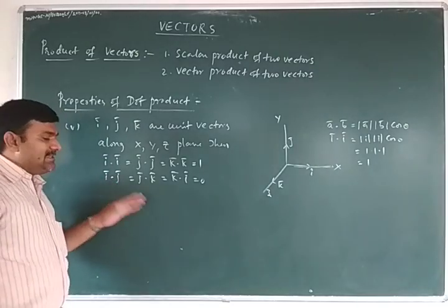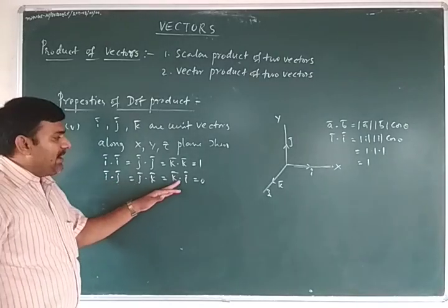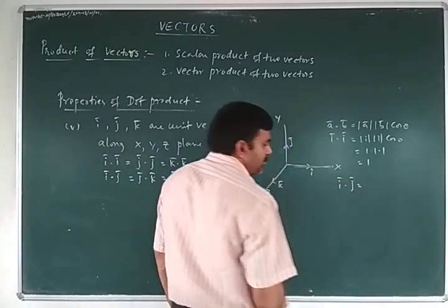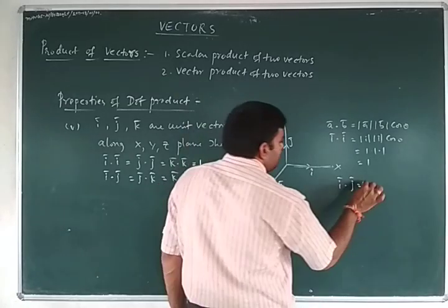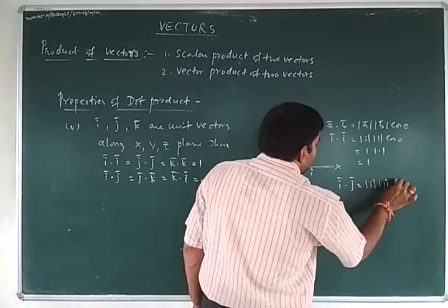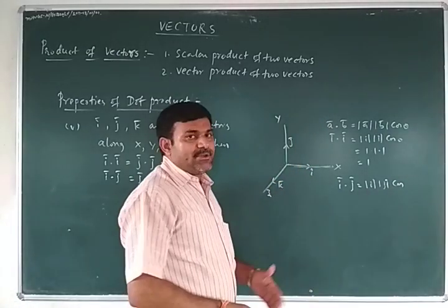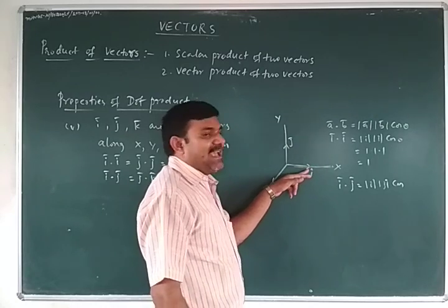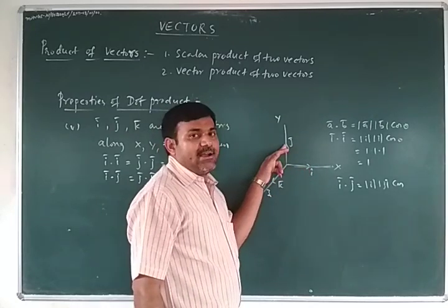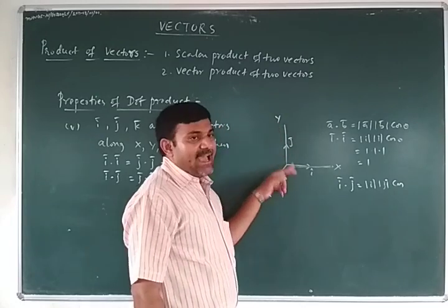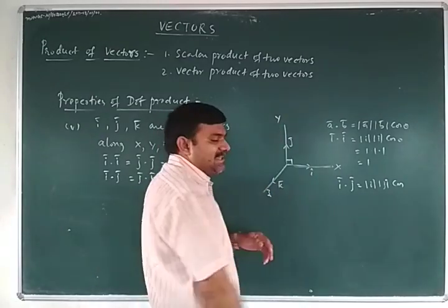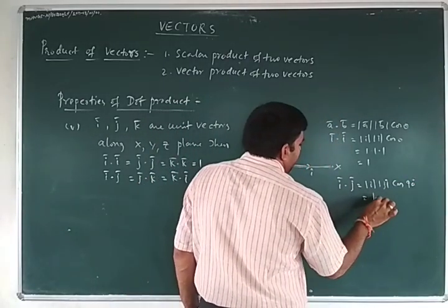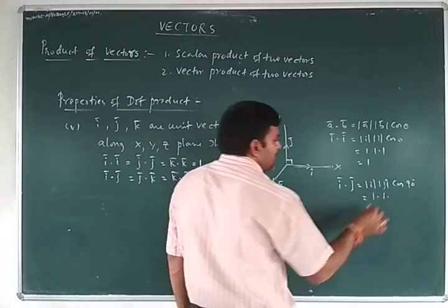Next, I bar dot J bar. You can apply the dot product here: mod I bar mod J bar into cos theta. Now observe theta, the angle between I bar and J bar. I bar is along the x axis and J bar is along the y axis, and the angle between these two vectors is 90 degrees. Therefore it is 1 into 1 into cos 90, and the value is 0.